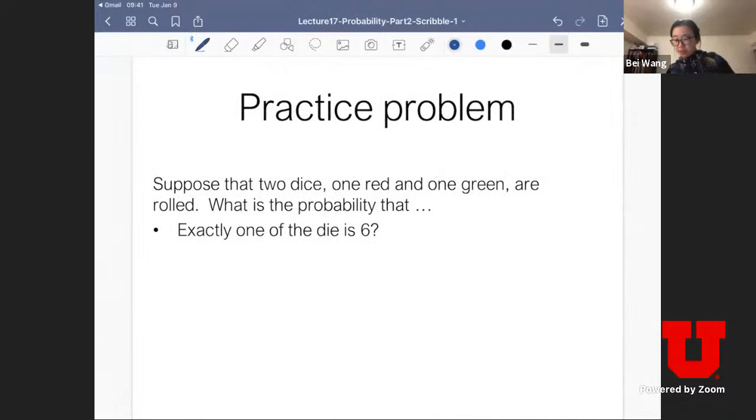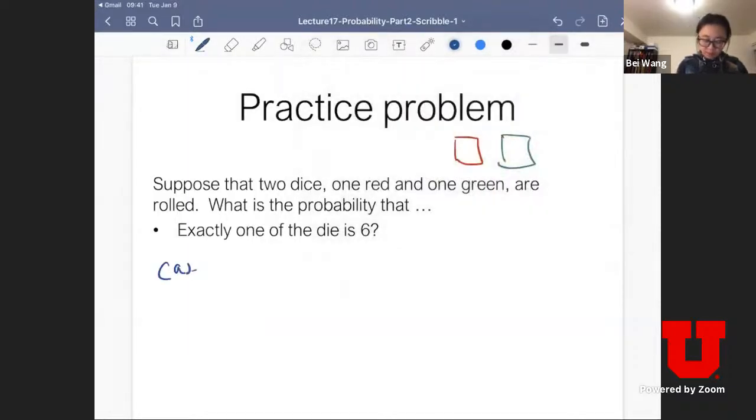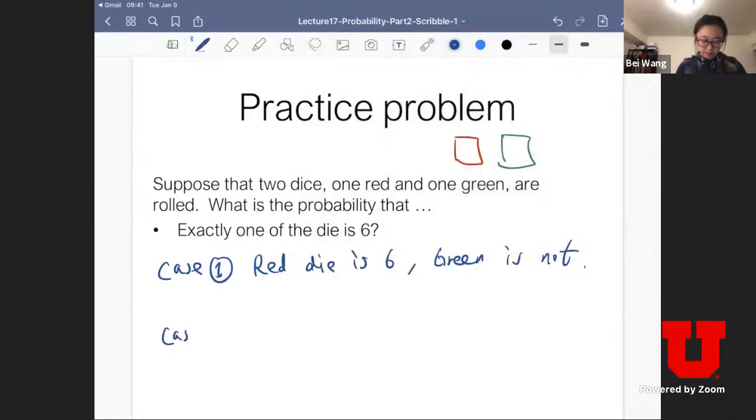The first one is exactly one of the dice is 6. So remember we said one is a red die and one is a green die. So I have a red die and I have a green die. Okay. So exactly one of the dice is 6. There are two cases. Case number 1 is the red die is 6, green is not. The second case is the green die is 6 and red is not.